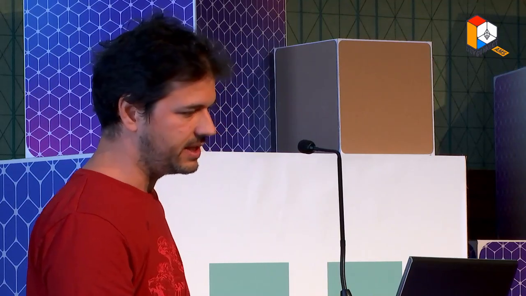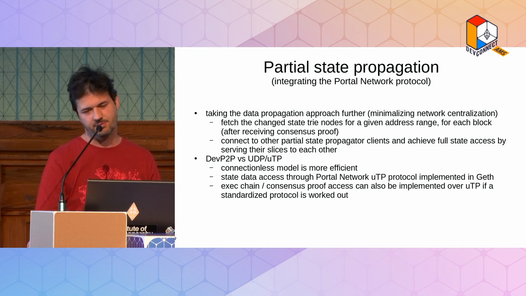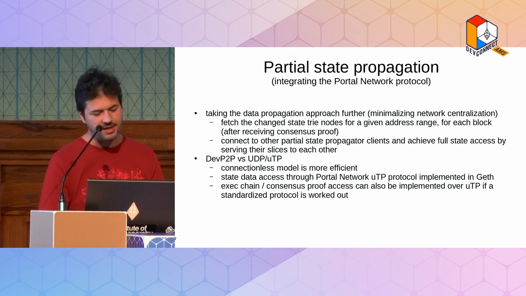Quickly about future plans. Propagating the state is kind of easy because it's linear, and it just adds new data every block, so it's going to be even cheaper, and even the topology will be better. So hopefully there won't be any more bandwidth problems with the chain. But for heavy state users, I have plans to integrate the Portal Network state protocol, maybe later also for the chain and everything.